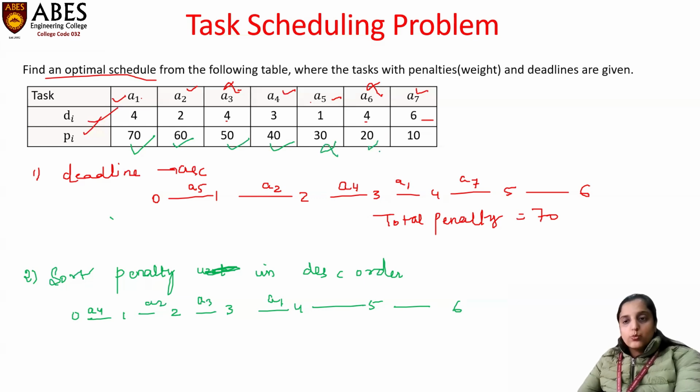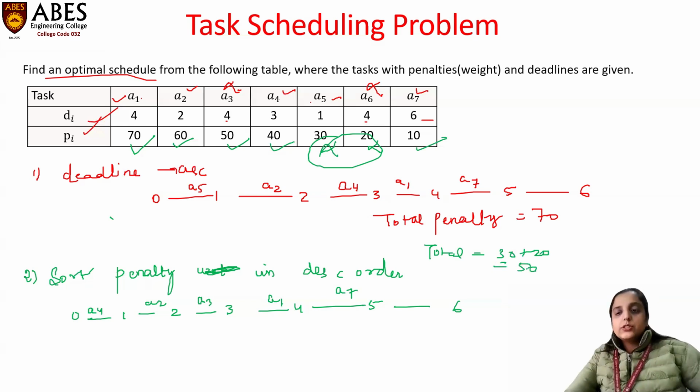Next, 4. No, we have to leave it. Next, 6. Yeah, we can do this assignment. A7. Yeah. So the total assignment that we have left is 30 plus 2 assignments we have left. And so total penalty with this approach is 30 plus 20, that is equivalent to 50. So as you can see here, this particular approach is giving us more optimal result.